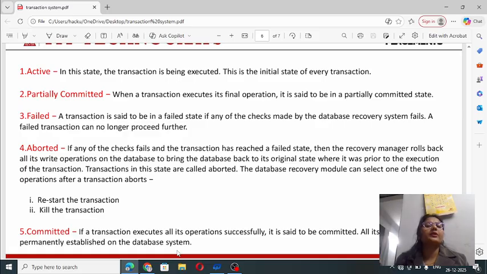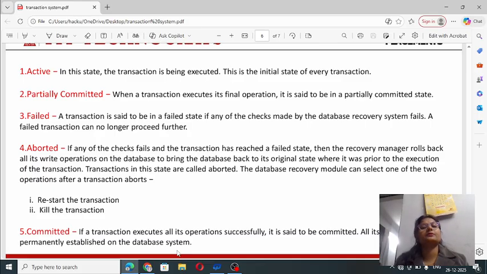Partially committed: when a transaction executes its final operation, it is said to be in a partially committed state. That means it is not totally done, only partly. The third one is failed. A transaction is said to be in a failed state if any one of the checks made by the database recovery system fails. A failed transaction can no longer proceed further.